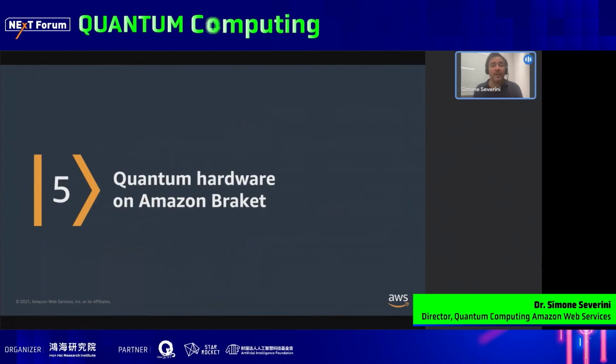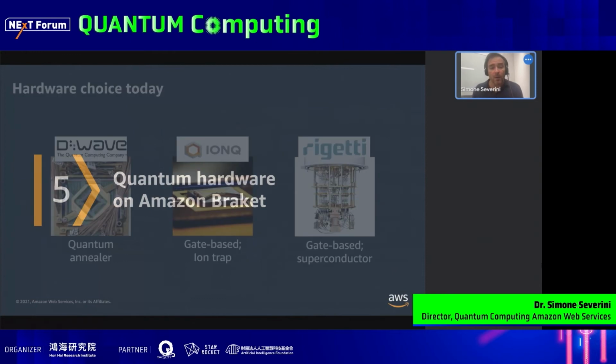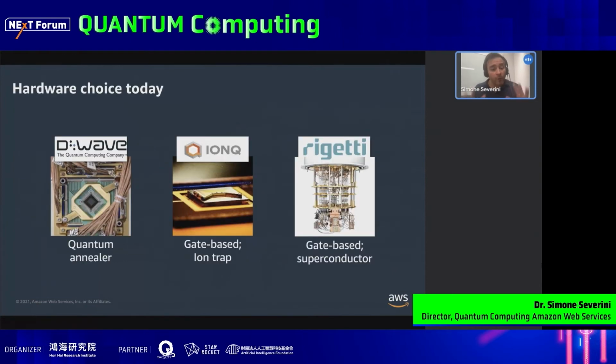Let me go to the next point. This is point 5. Let me tell you briefly what kind of quantum hardware is currently available on Amazon Braket. Right now, if you log in to the AWS console, you can use 3 different types of quantum computers on Amazon Braket. We want to give customers different choices, as we do with classical hardware. And here, we have 3 different types of hardware in general availability since August 2020, so over 12 months.